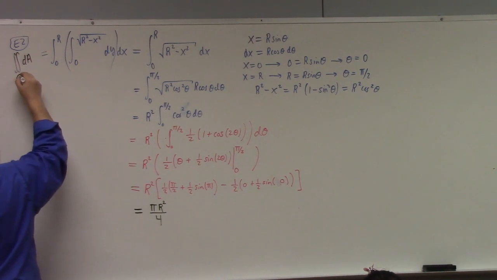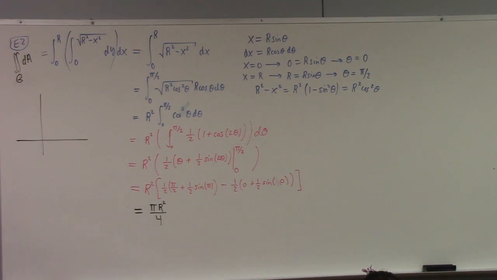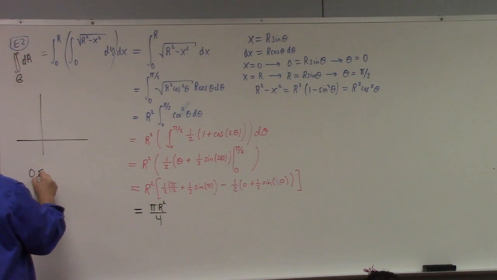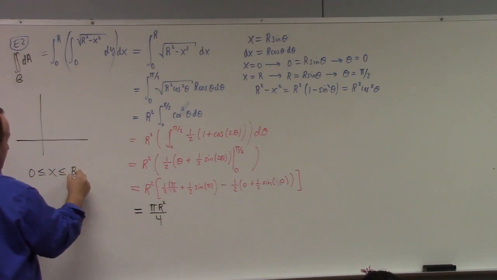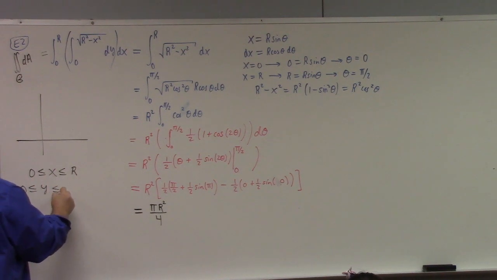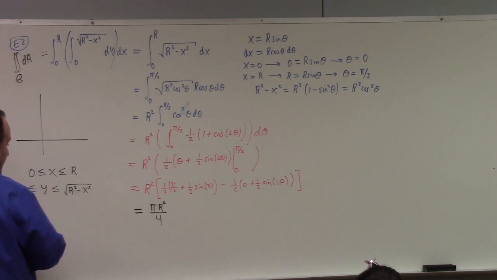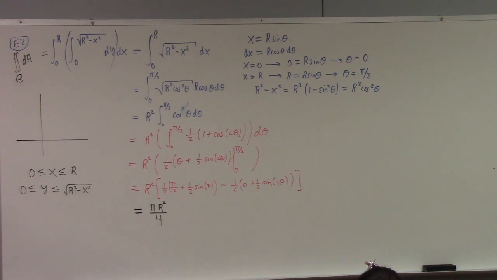Pac-Man. There we go. Can you draw me a picture of Pac-Man? What's Pac-Man look like? We've got 0 less than or equal to x less than or equal to r, right? That's the outside bound. The inside bound tells me 0 less than or equal to y less than or equal to the square root of r squared minus x squared. So what are we looking at here? What have we calculated? What's the region we're integrating over?